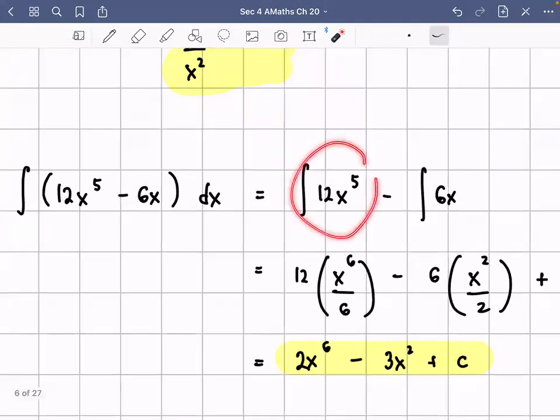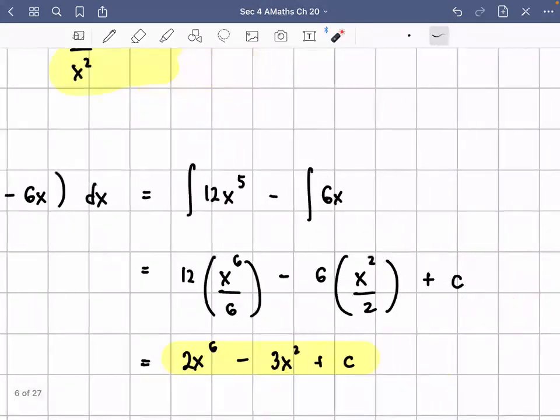Okay, so your coefficient is 12, so put it aside, and then x raised to 5 becomes x raised to 6 over 6. Okay, so I think everyone knows this, right? How did it become 6? And then minus, so this is your coefficient, so put it aside here. So looking at x, so this is now x squared over 2. Okay, so this is 2 because you have an implied number 1 here. So 1 plus 1 gives you 2. And then plus c, don't forget that.